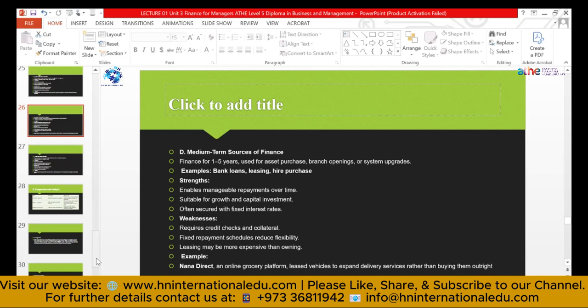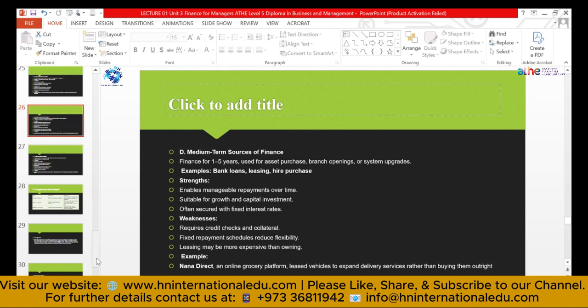When you're going to work properly on your medium term sources of finance, you're going to manage the repayments as well, because it's really mandatory to keep track of when and how to pay things with the interest rate attached. Suitable for growth and capital investment because you need to pursue within the business and market, often secured with fixed interest rates. Many banks even fluctuate the interest rate with the economy and the dollar appreciation and depreciation. That is also very bad. But this is how the whole mechanism works.